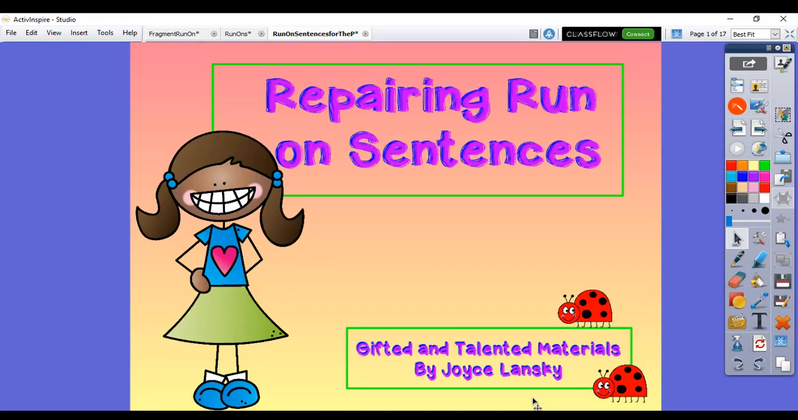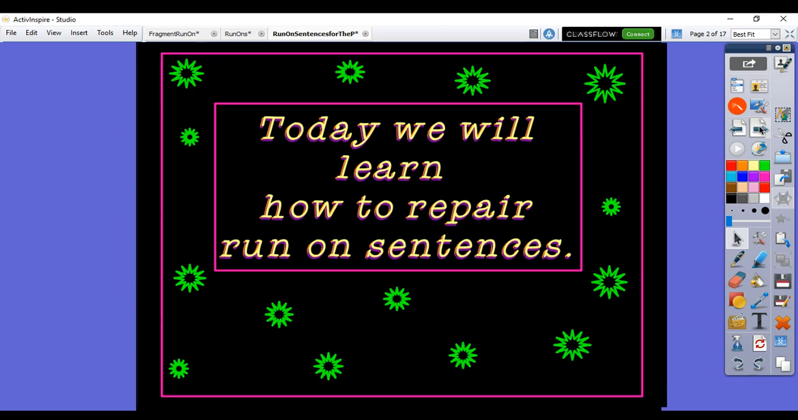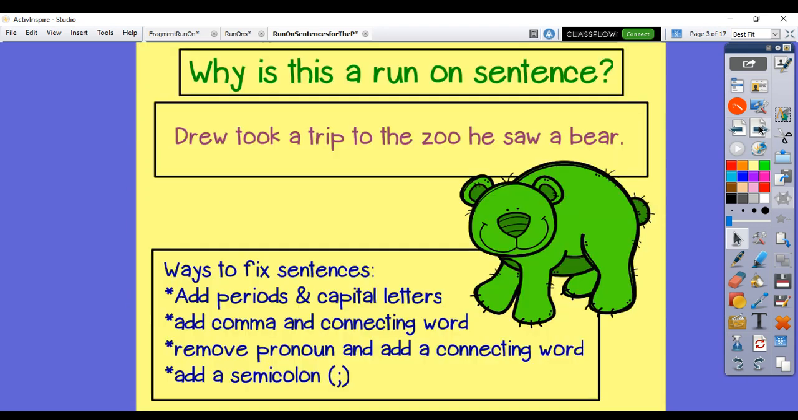Boys and girls, today we're going to learn about repairing run-on sentences. Why do they need to be repaired, you asked? Because they are incorrectly written. So I'm going to show you an example of what is a run-on sentence, and then I'm going to show you how we fix it.